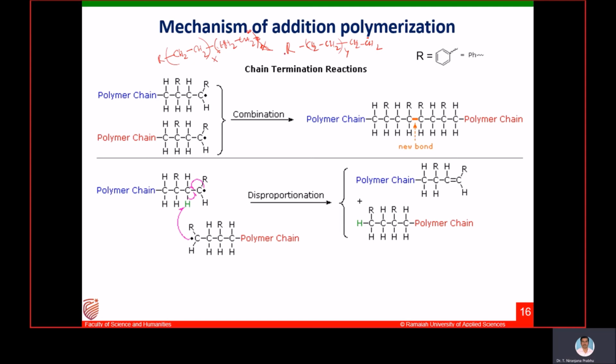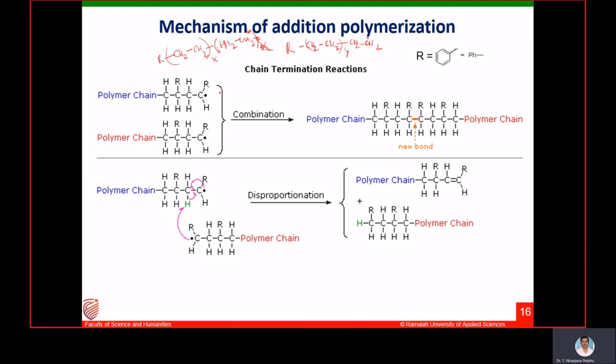So I said in the reactor thousands of such chains will be there. This X and Y varies from chain to chain depending on when it got started, the availability of monomers, all these factors matter. Whether good, effective mixing is there in the reactor or not. So depending on that, this chain growth continues.